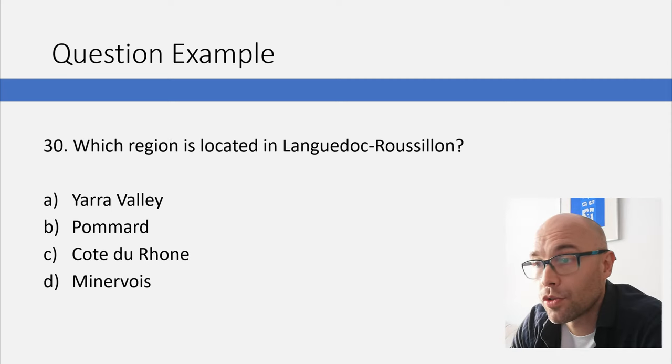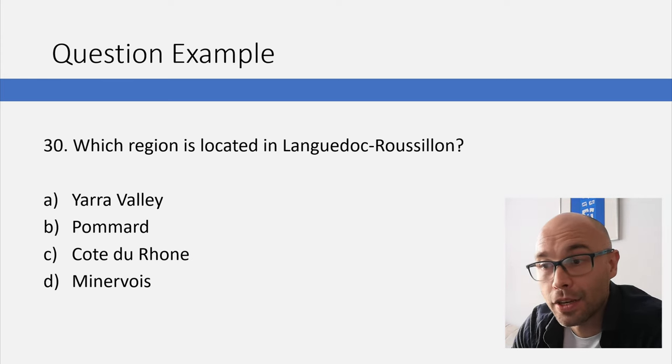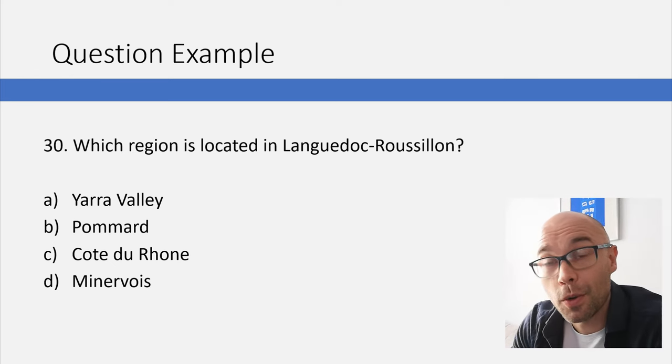Last question: which region is located in Languedoc-Roussillon? Yarra Valley, Pommard, Côte du Rhône, Minervois. The correct answer is D, Minervois. Please let me know how well you did and how well your studying is progressing.